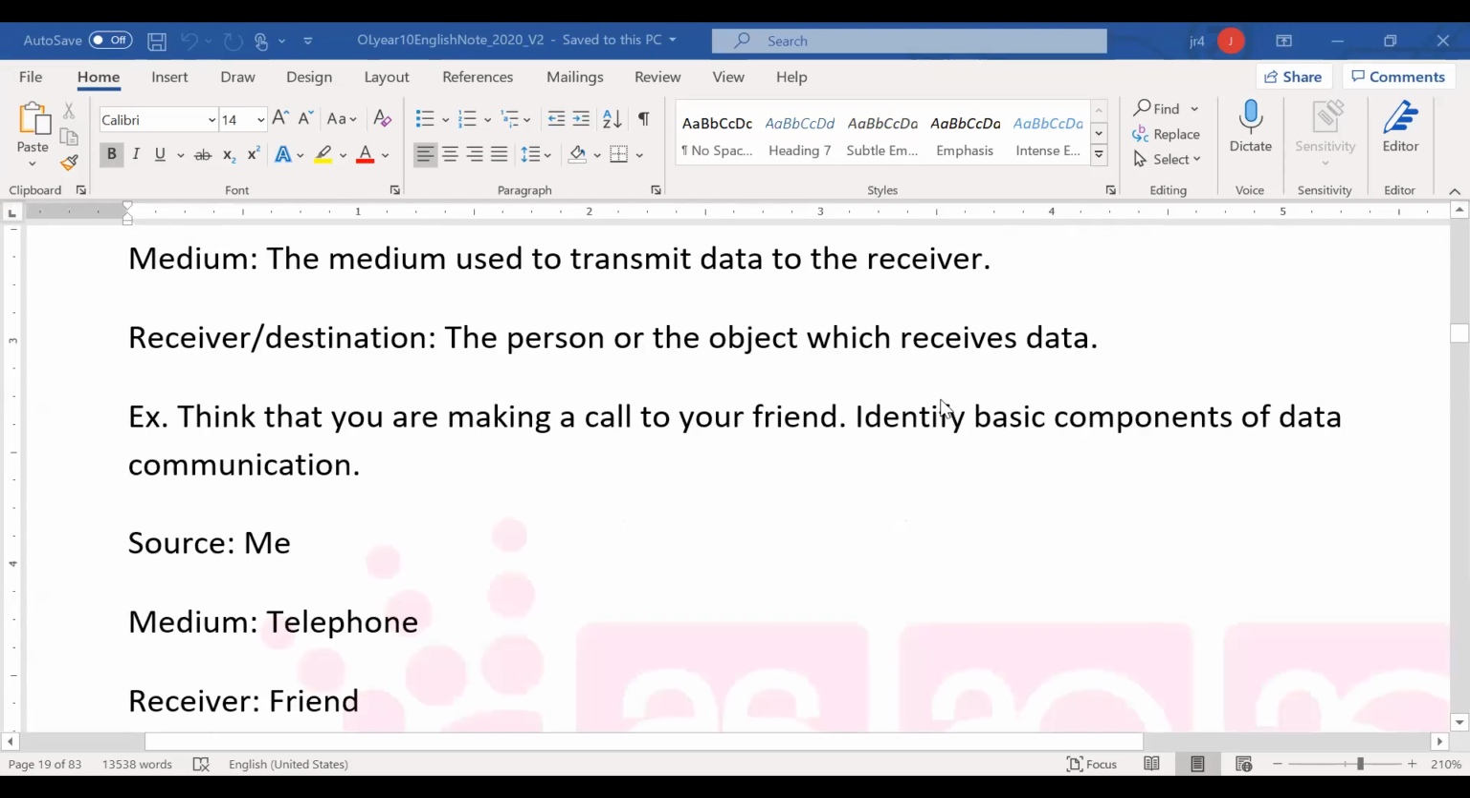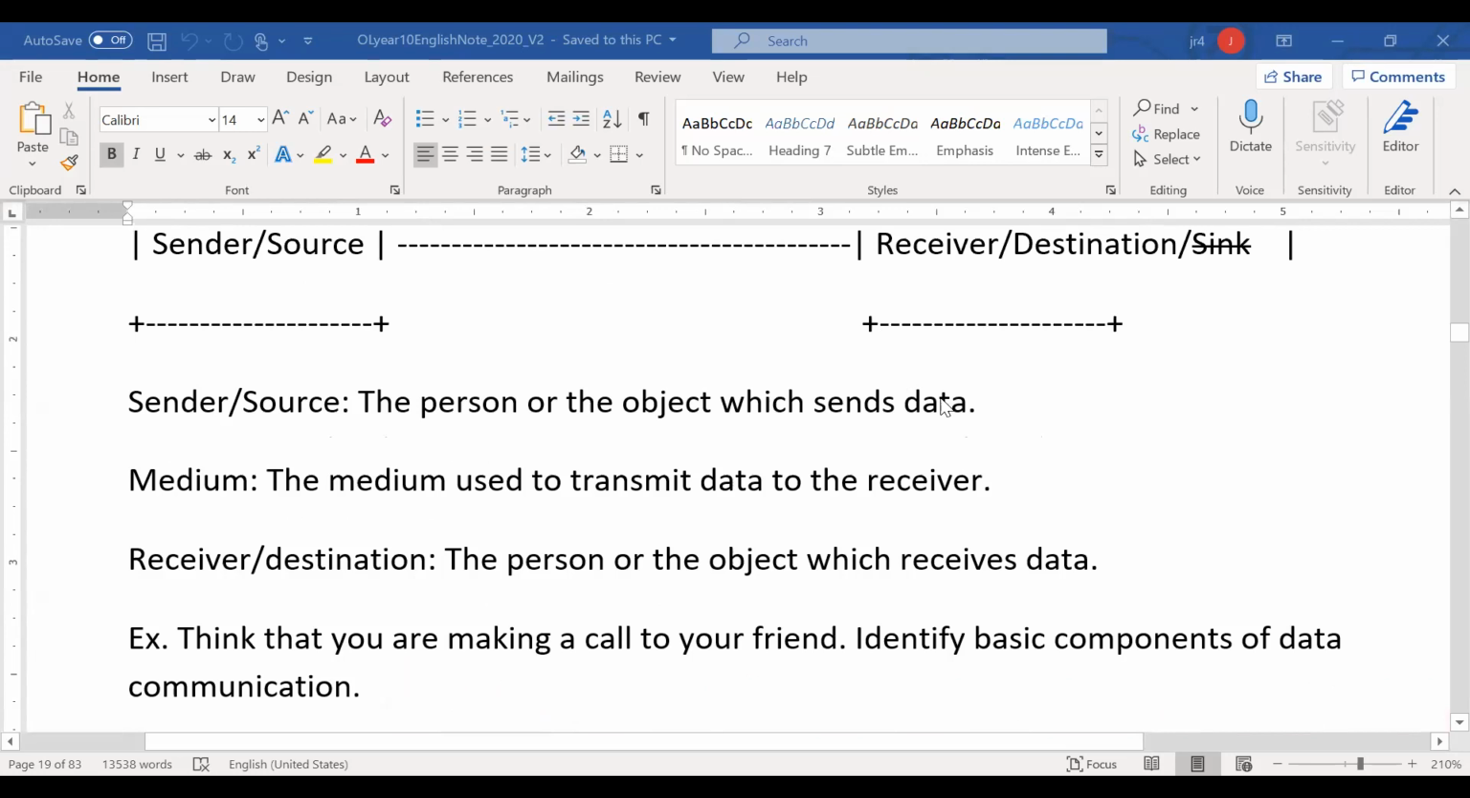Now let's take, you are making a phone call to your friend, right? Can you tell me who's the sender, who's the receiver, what is the medium? Dulina? You are making a phone call to your friend. I want you to identify the basic components.